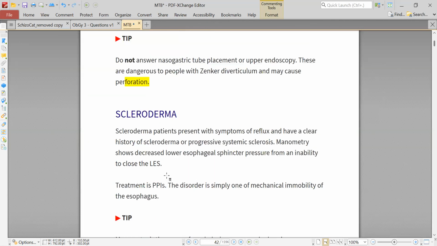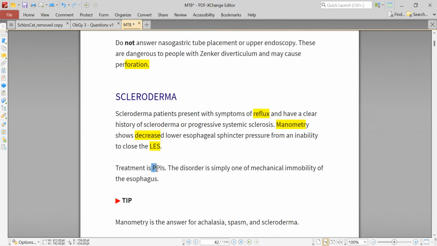Scleroderma we saw in rheumatology. Scleroderma can also cause difficulty swallowing. This patient will have symptoms of reflux and a history of scleroderma, progressive systemic sclerosis. Manometry is indicated. Manometry will tell us the pressure changes. It is going to show a decreased lower esophageal sphincter pressure, an inability to close the lower esophageal sphincter.